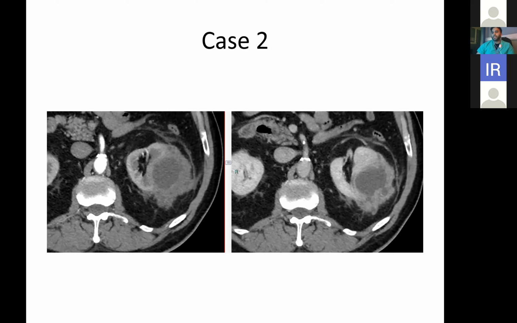And moving on to the patient's imaging. So this is what you see here. What do you guys think is going on here? What are your thoughts about the image?